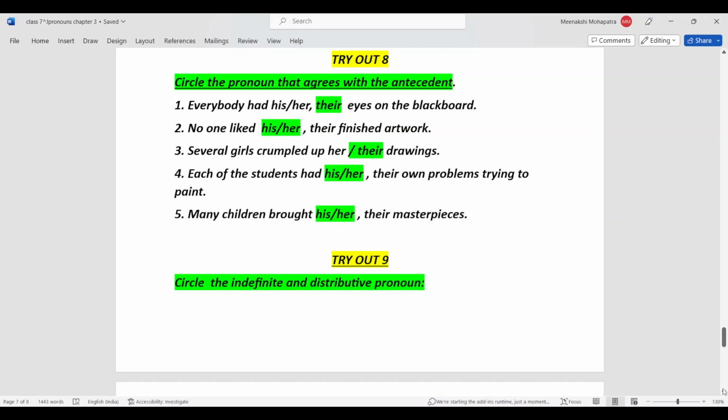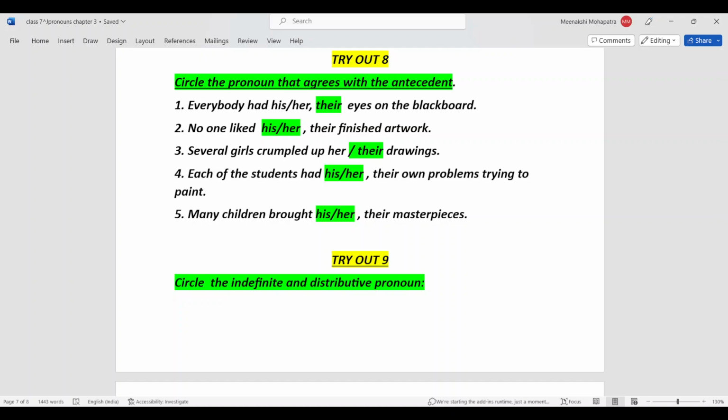Each of the students had his, because each is again used for singular. Therefore, we use his or her. Number 5, many children brought his or her their masterpieces. Many children brought their masterpieces. This is a mistake in highlighting children. It is, many children brought their masterpieces.